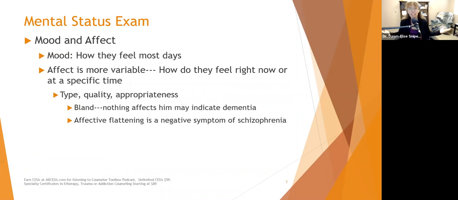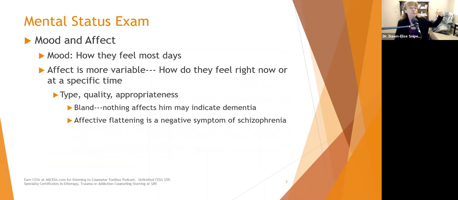Mood and affect. We want to ask the client, how do you feel on most days? I mean, some days we all have really crappy days occasionally, but most of the time, how do you feel? Depressed, anxious, happy, angry? Give them a variety of things. If you're working with children and adolescents, it may be helpful to have one of the face posters, because they may not have the verbal skills to identify their emotions that adults may. Affect is more variable. So their mood is how they feel on most days. Their affect is how they feel right now at a specific time. How do you feel right now gives you an idea of their affect.